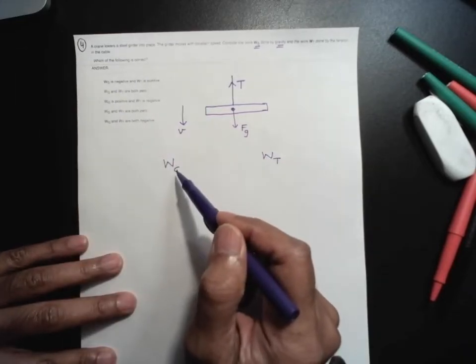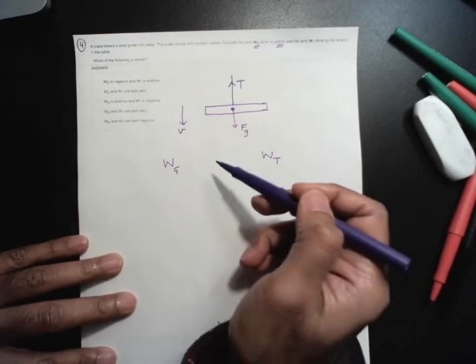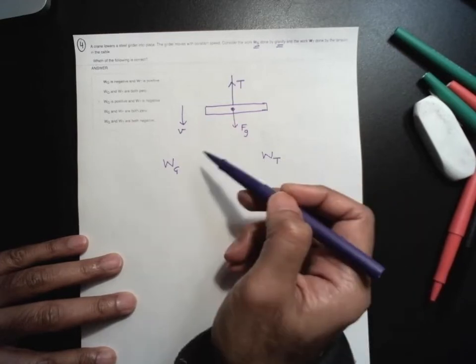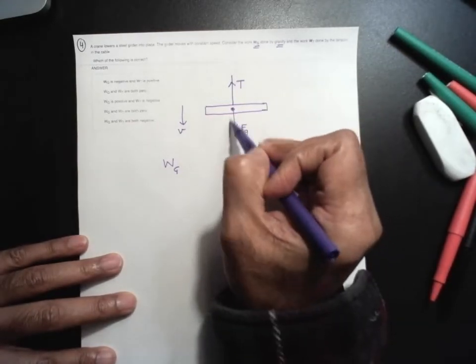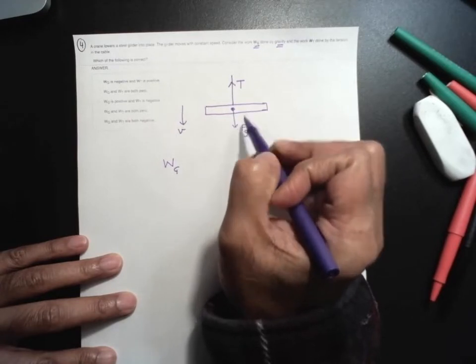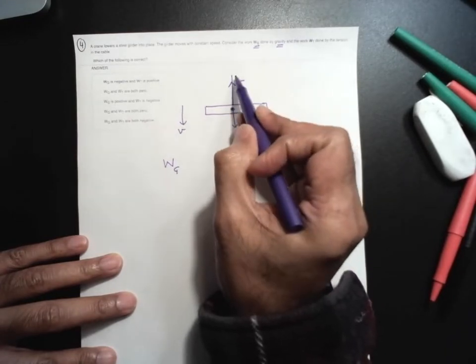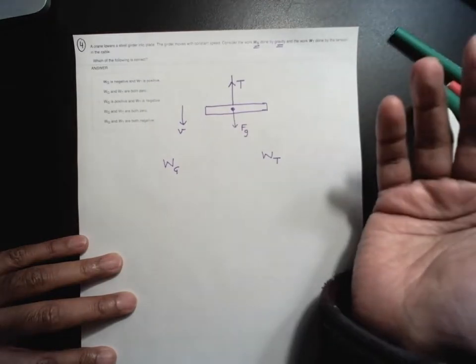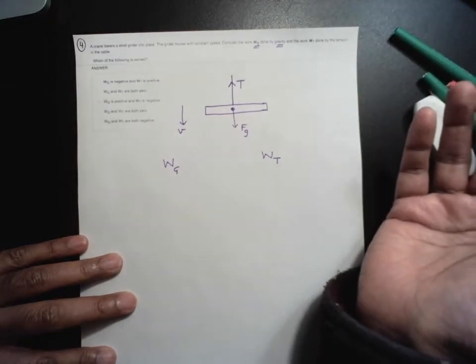Which of these works is negative? Which is positive? Are they both zero? Well, they're not zero because there is a force and there is a displacement in the direction opposite to the direction of that force. So, as long as there's a force and there's a displacement, the work cannot be zero.